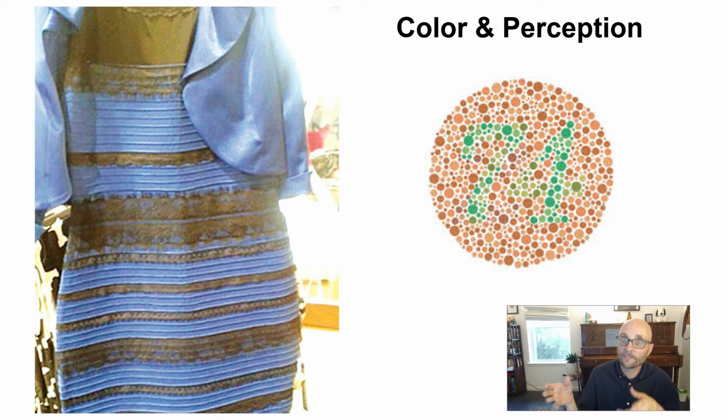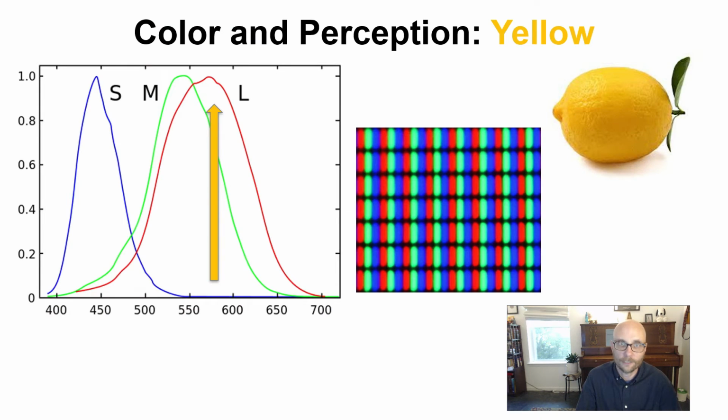So, you know, when people say seeing is believing, that is not true at all. We perceive the world in different ways. Some people see the dress on the left as black and blue. Some see it as white and gold. Some can see the number 74. Others can't. Seeing is not believing because of the variations in our physiology and our neurology.